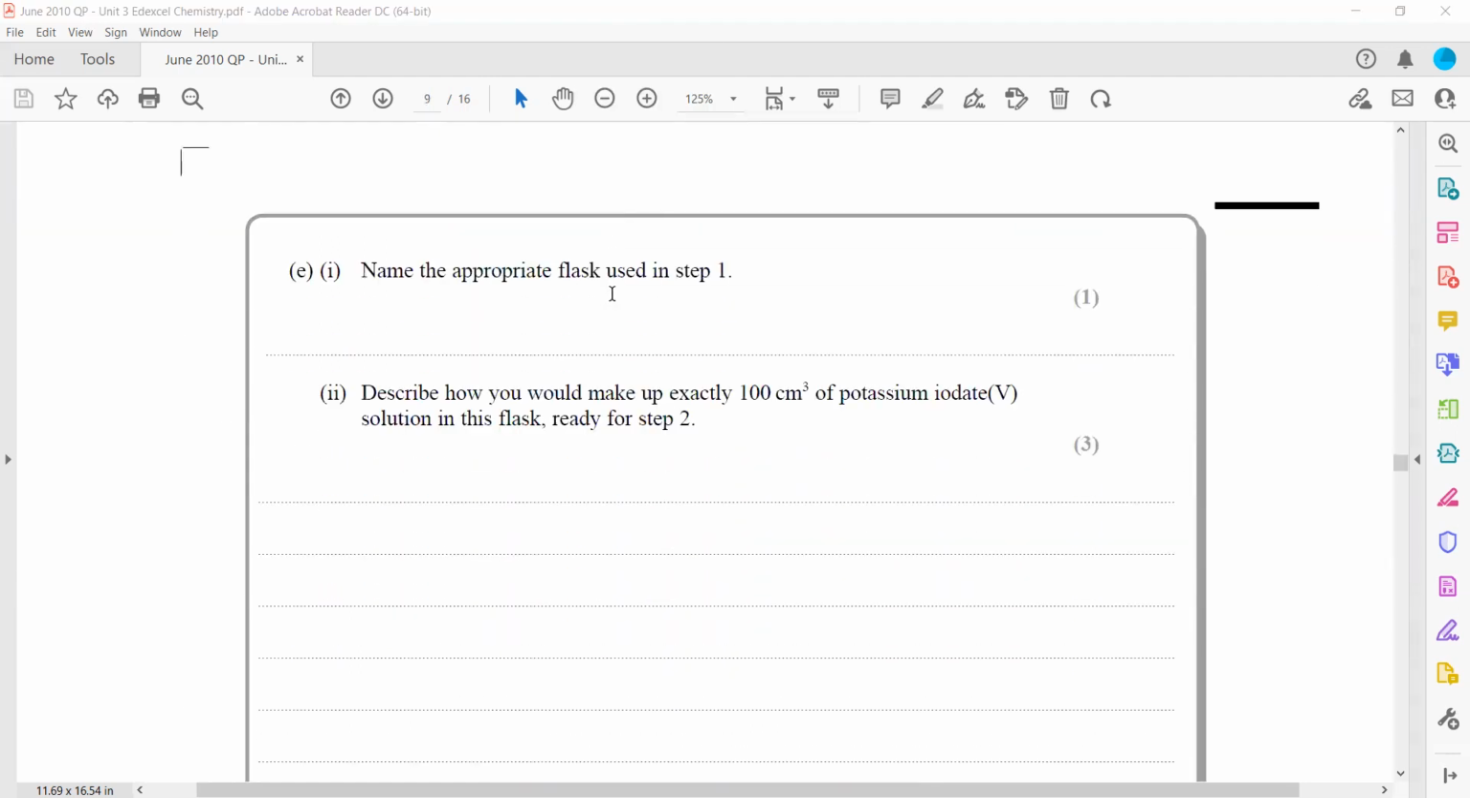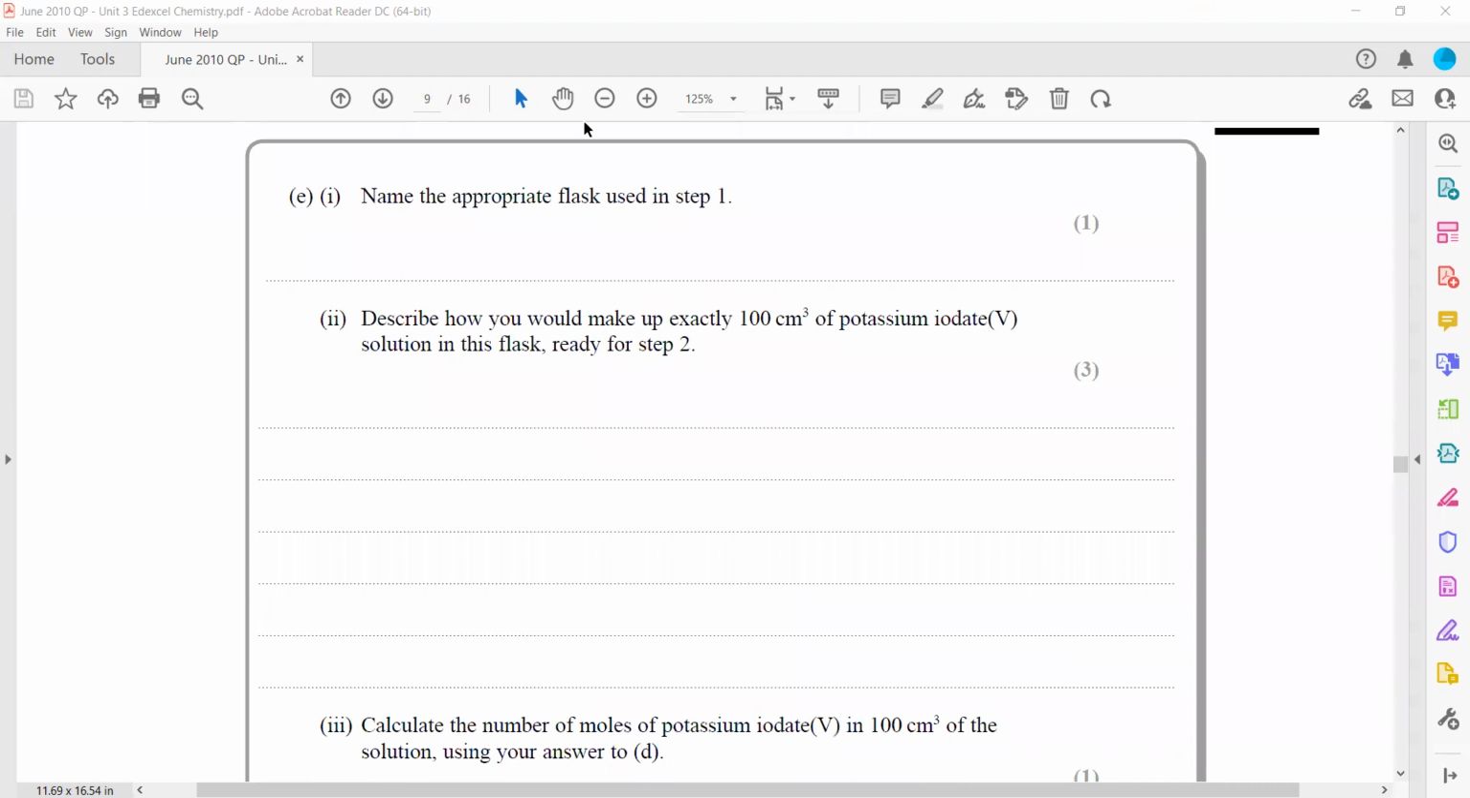Then name the appropriate flask which we use in step 1. So we use a volumetric flask. Then describe how we make a 100 cm cube solution, like how we make a standard solution which has a known concentration. We'll transfer the solution first and the washing, and we'll make up to the mark and shake the mixture.